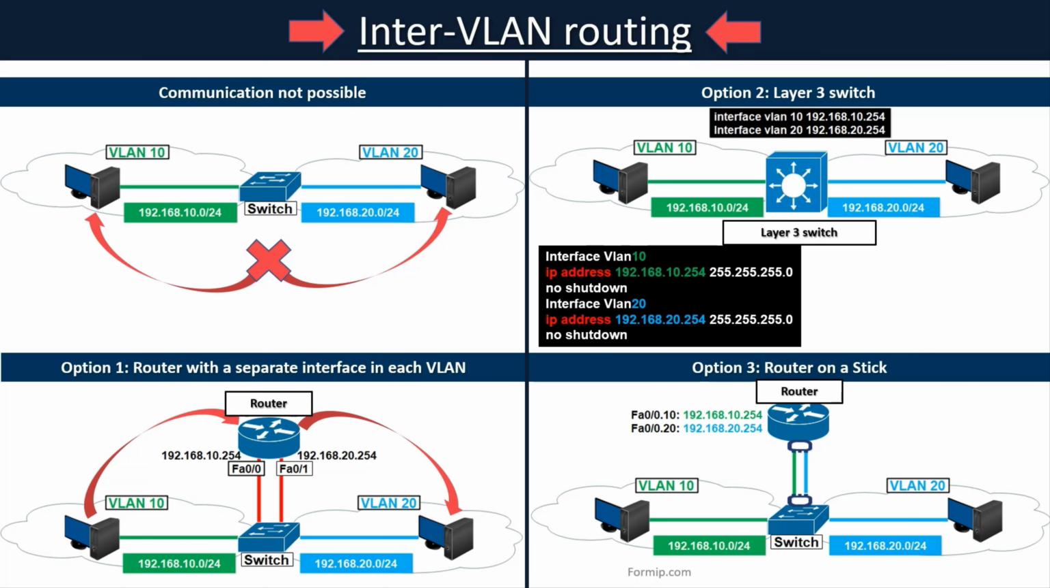In general, sub-interfaces are set up with subnetworks that match the number of the VLANs. For example, in this topology, the sub-interface 0.10 corresponds to VLAN 10 and 0.20 to VLAN 20. This makes it much easier to understand the network, especially during troubleshooting.